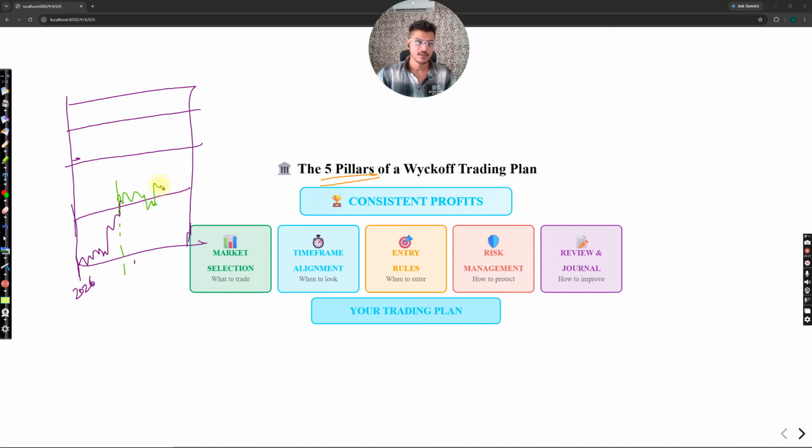Then the third is your entry rules, which is going to tell us when to enter that trade, which is very important. Another most important thing of all is your risk management plan. This is going to tell us how we can protect our profit and our capital. And the fifth one is review and journaling. This is the best self improvement technique you can have in trading.